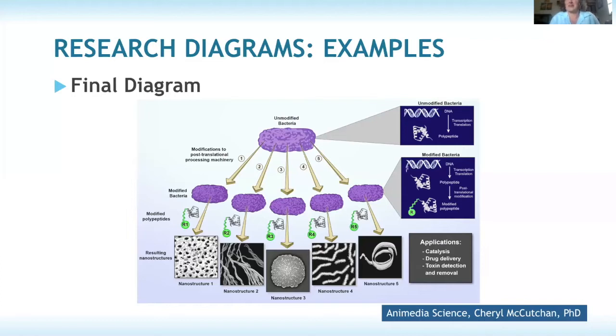I hope you can see that the stuff to the right is not as important as the stuff to the left and in the center. That little pull-out box with applications at the bottom is not a particularly important part. It's going to be useful for the reviewers to see what he hopes to do with these nanostructures. But the main thing that he wanted his audience to see was the steps he was going to take if the research was funded.